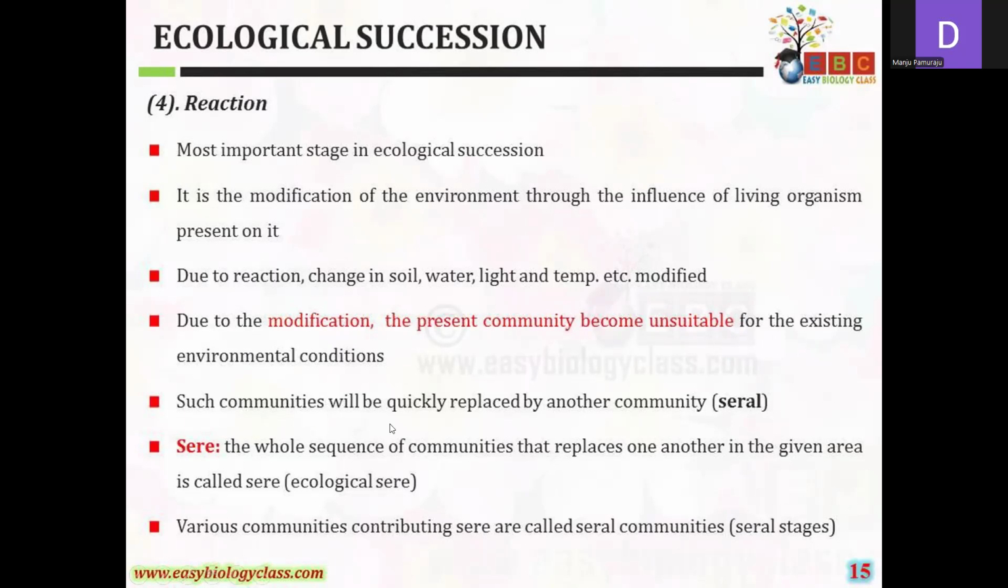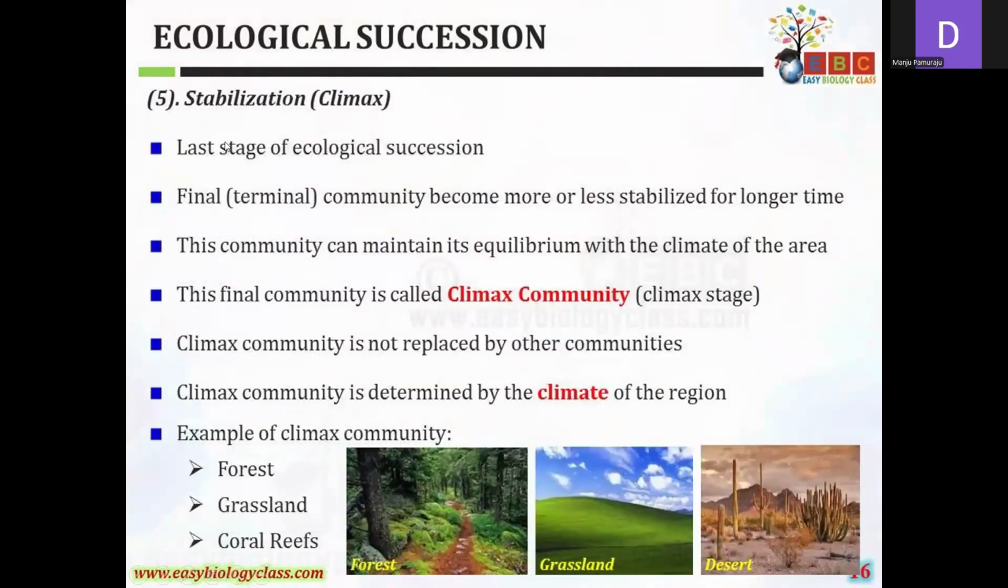Such communities will be quickly replaced by another community. A sere means the whole sequence of communities that replace one another in a given area. It is called an ecological sere. The various communities that constitute the sere are called serial communities or serial stages. The next one is the last step, the stabilization.